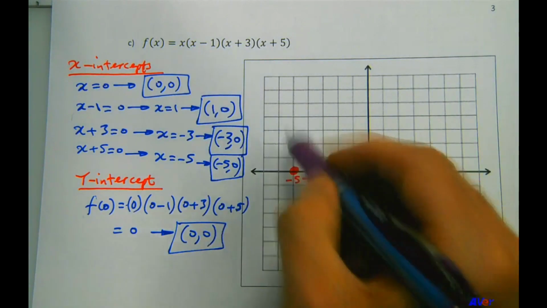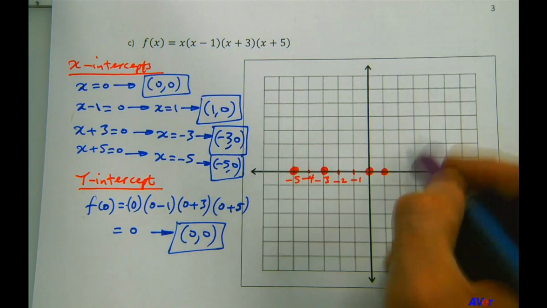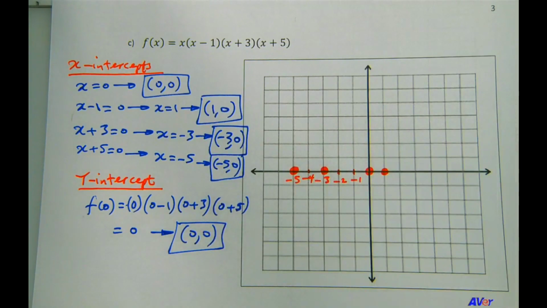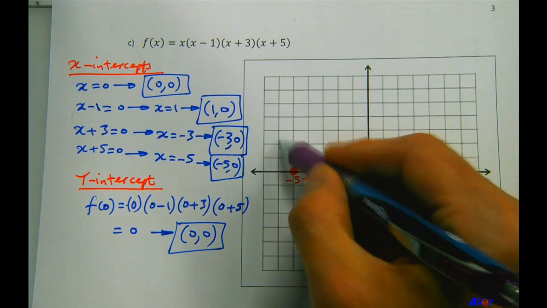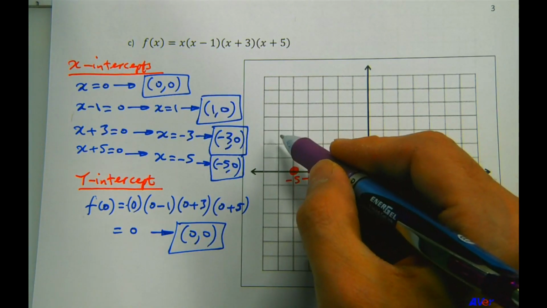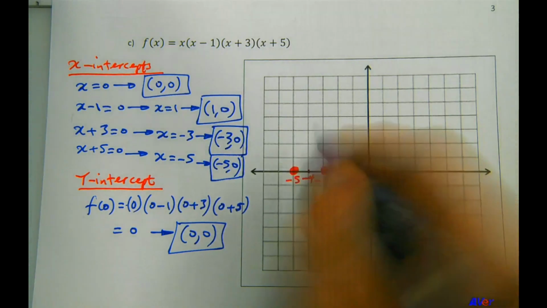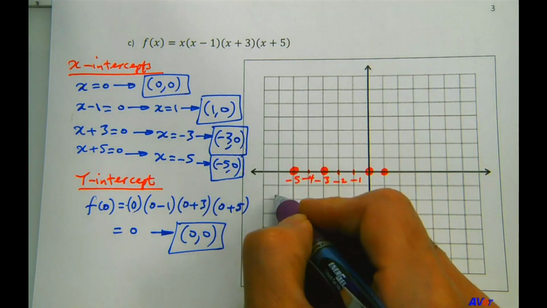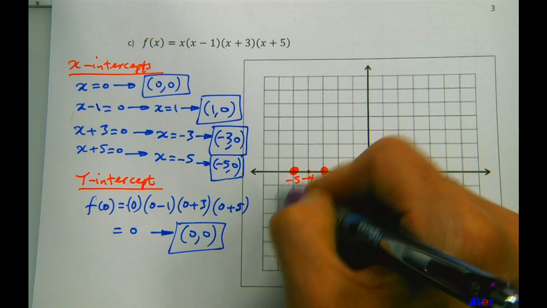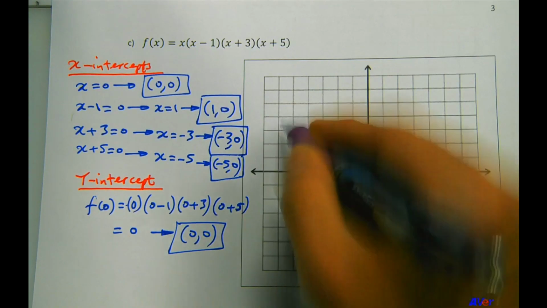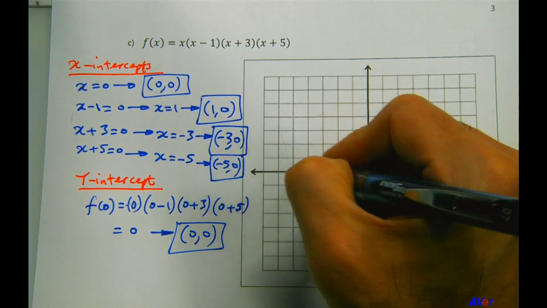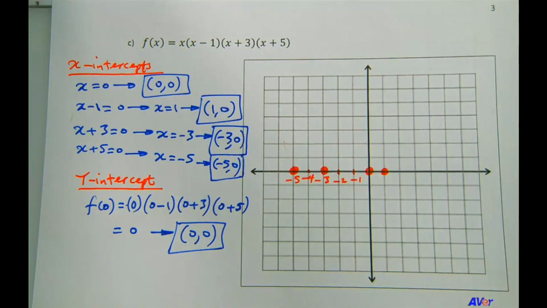So I'm going to begin from here. You can begin from here or here. It makes no difference. But if I'm starting from this side, I want to know from which side I should approach this point. Should I approach it from below the x-axis? Or should I approach this point from above the x-axis? At this point, I have no idea.